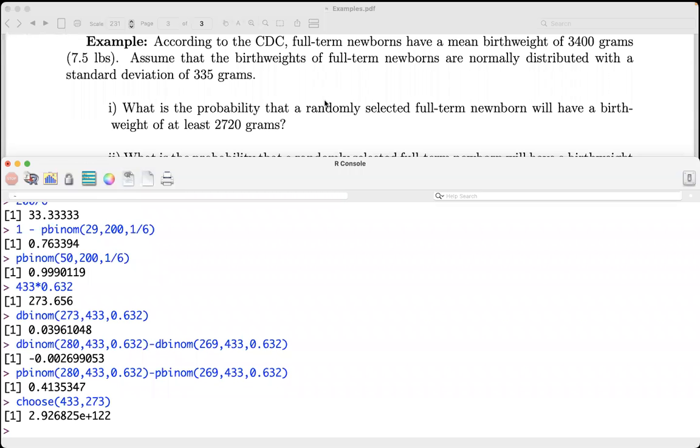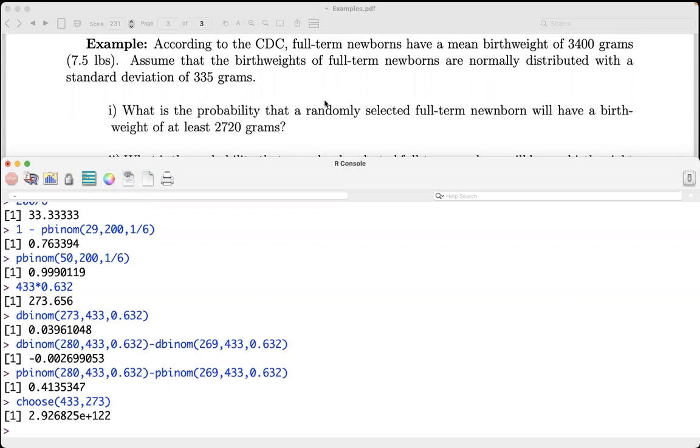All right, the next thing I want to do is an example which involves the normal distribution. With the normal distribution, we're going to assume that we have something that's normally distributed here. The example that I chose is about the mean birth weight of full-term newborns. This is data from the CDC. The CDC's found that the mean birth weight of a full-term newborn is 3,400 grams, and that's a little less than 7.5 pounds.